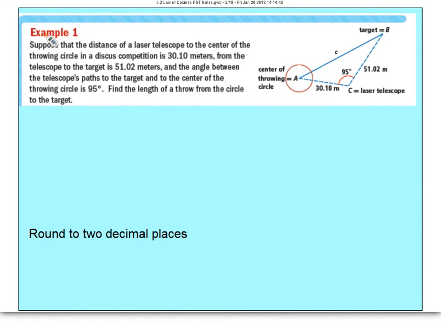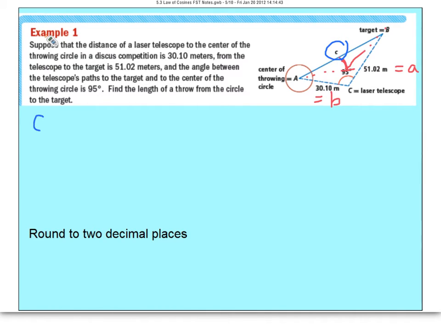Now what they want us to do is find the length of the throw from the circle to the target, so side length C. So I know I need to find side length C, and I'm going to match it up. It goes with this angle here. Now remember, if this is angle A, go straight across. This is side A. This is angle B. This is side B right here. So I'm just going to write the formula first. I want to find side length C.